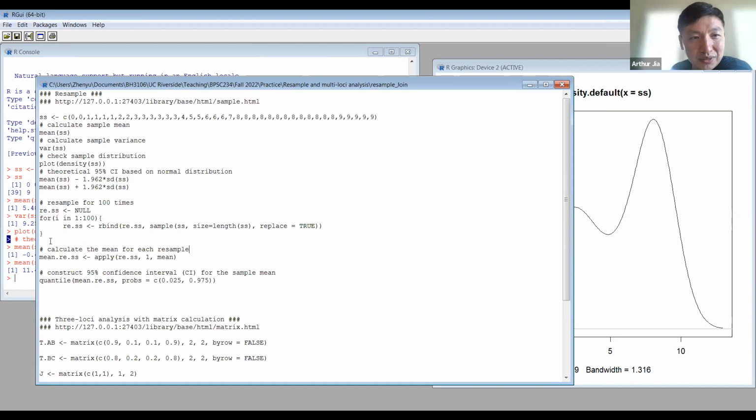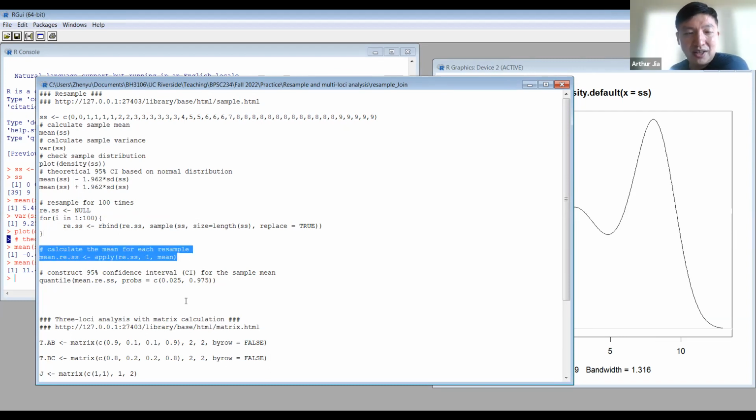So in this case, you can generate 100 resamples, and for each of these 100 resamples, you can calculate the sample mean, right? And that distribution of the sample mean can give you a better estimation of the 95% confidence interval.